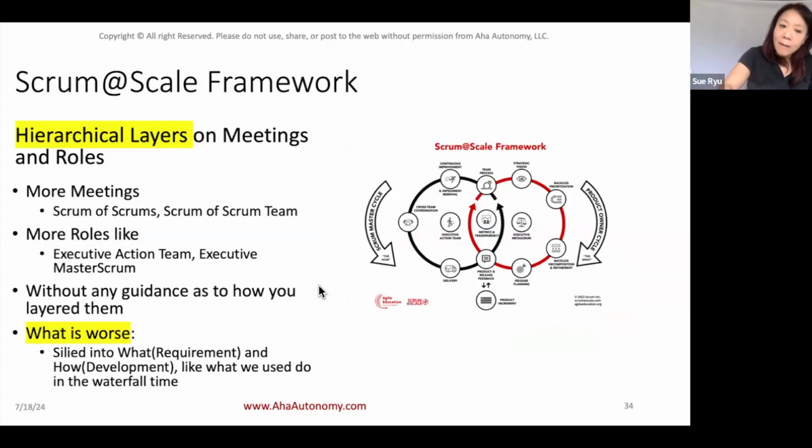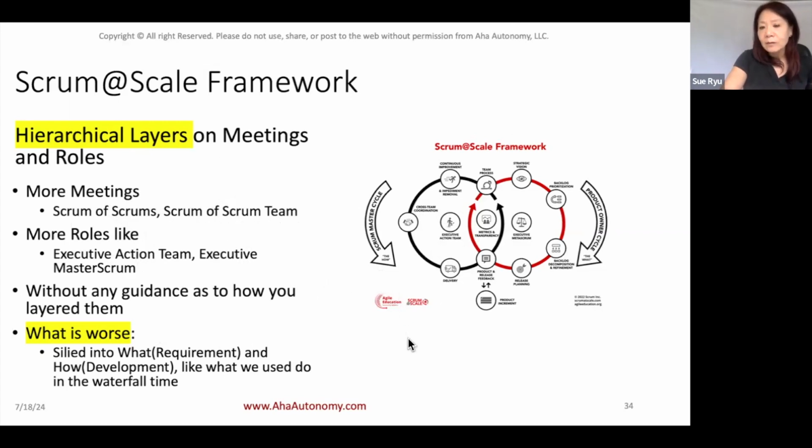Okay, so let me compare how Scrum at Scale is scaling. As you can see, they have a hierarchy. Just because they've made it round doesn't mean they don't have a hierarchy. They have hierarchy layers for meetings and roles, like Scrum of Scrums, and the Scrum of Scrums team. These are all hierarchy, right? And then they have roles. These are all top-to-bottom kind of hierarchy, right? And it doesn't give you any guidance as to how you make this hierarchy either, right?